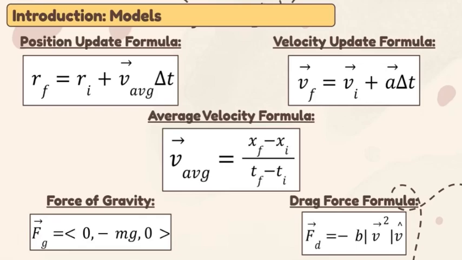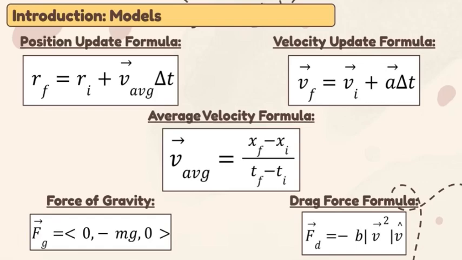The average velocity formula finds the average value of the velocity over a period of time, and it uses the final position minus the initial position over the final time minus the initial time to do so. The drag force formula finds the value of the drag force, with b being the drag constant, v squared being the magnitude of the velocity, and v hat being the unit vector of the velocity.